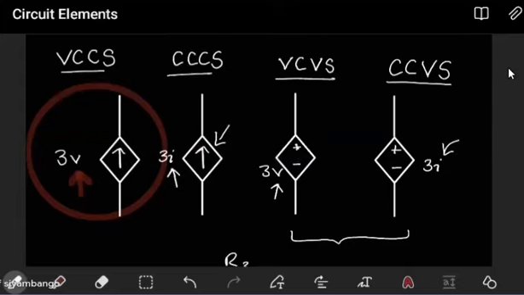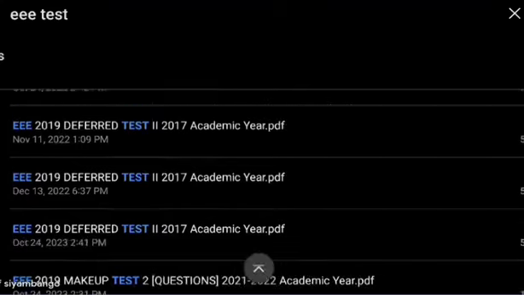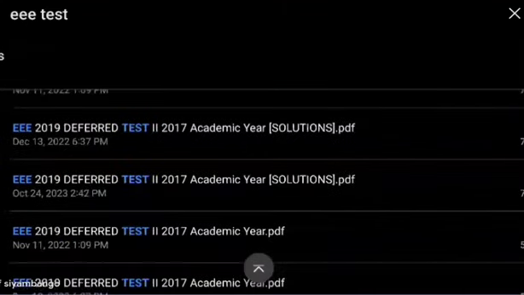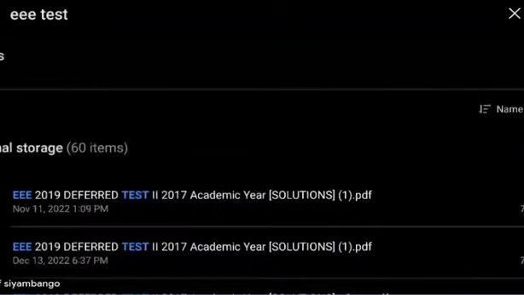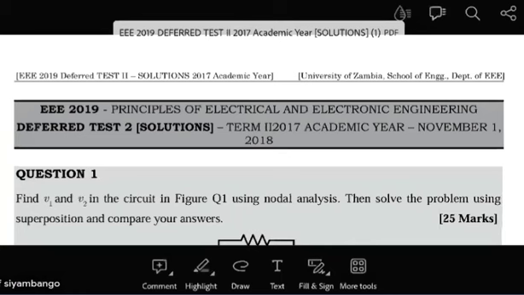Now let's try to find these circuit symbols in some past exam papers and in some test papers. Okay, so here we have some past exam papers and some past test papers that I've already found here. Some of them have solutions, some of them do not. But all I want you guys to see is these circuit symbols, so that you can see how they are incorporated in circuits.